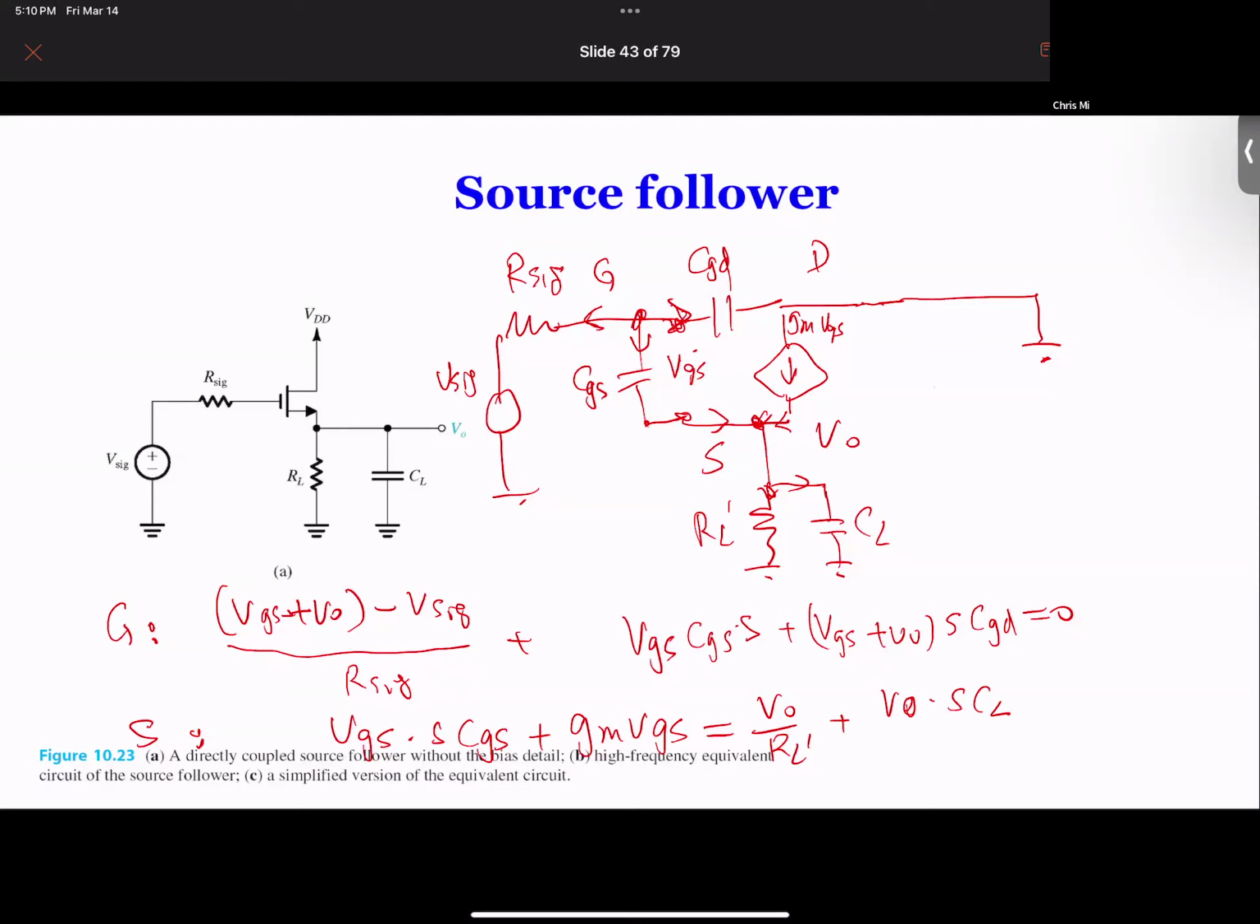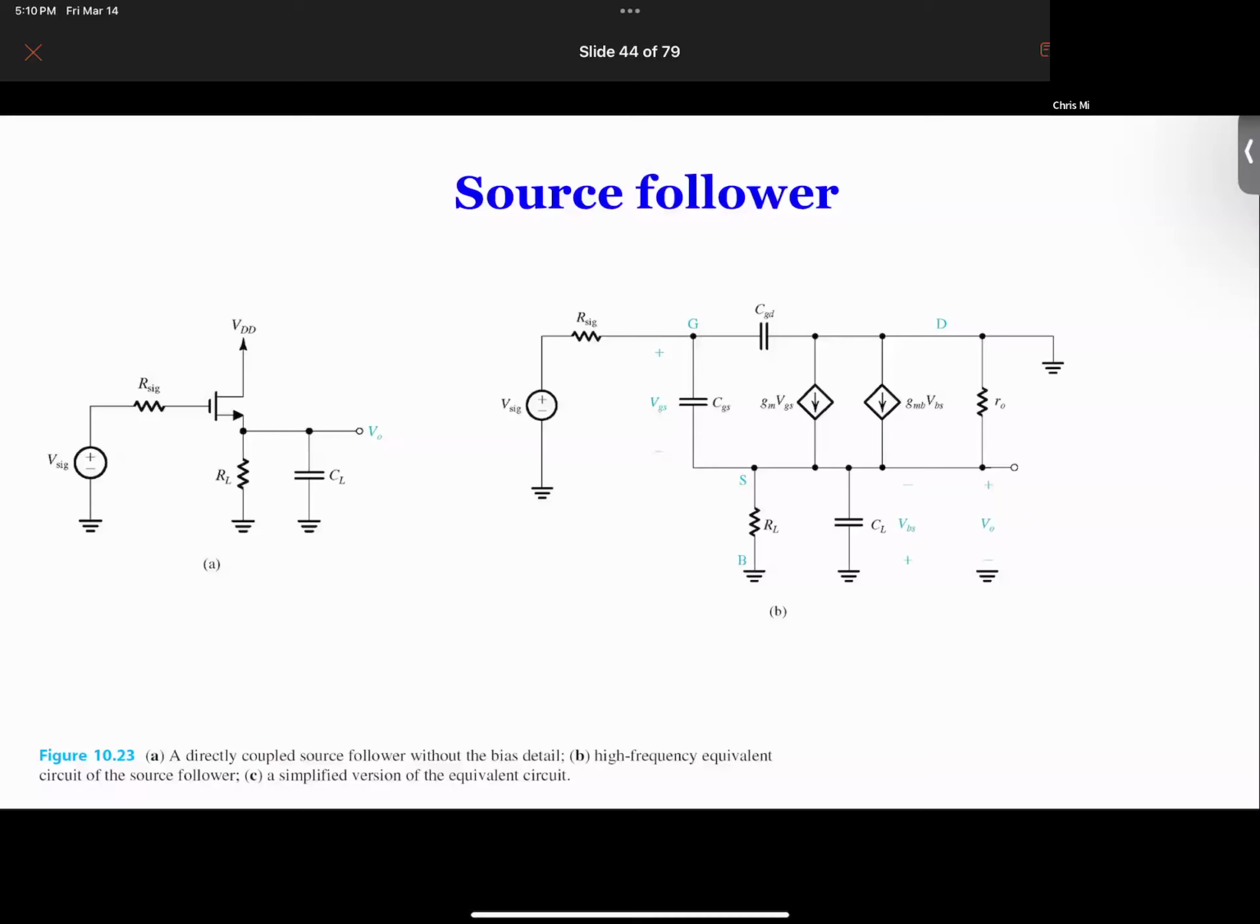So from this equation, apparently, we can derive the output VO as a function of VSIG. And again, it's not going to be that simple because we have a couple of things to manipulate. Even if I do it, I would have to do it very carefully, otherwise I would make a mistake. But the idea is that you can do that. So this is the process.